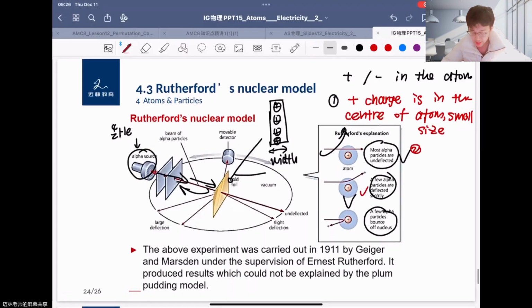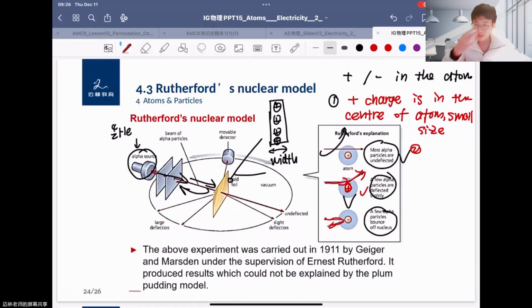And second, using this way, you can find a few alpha particles are deflected slightly, right? So we can find maybe right here most of the positive charge is gathered. You can find it very small, and if you shoot at this, it can deflect, like this. And also the third phenomenon you can find, it deflects or rebounds back.